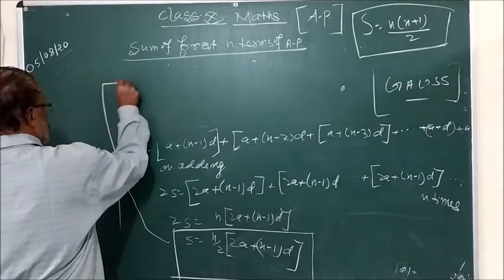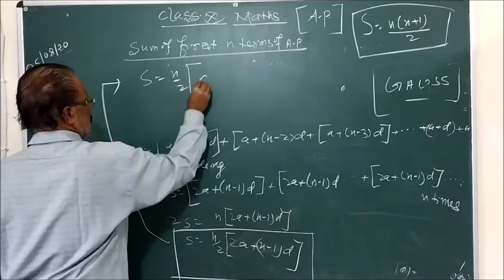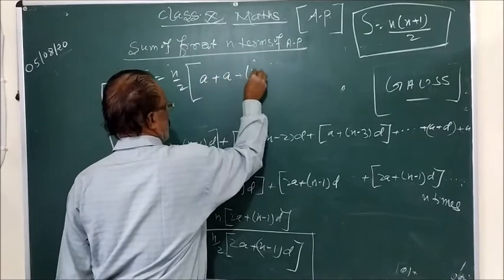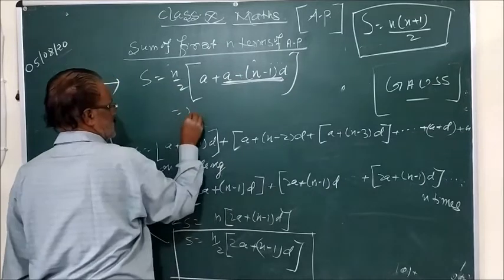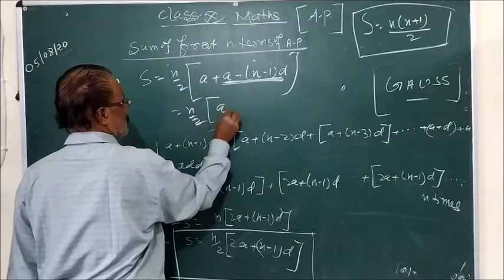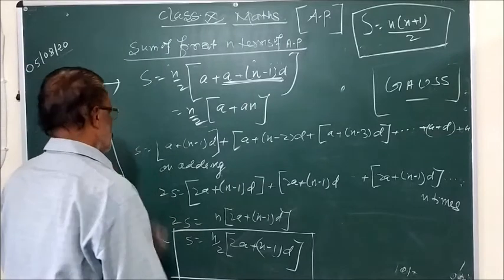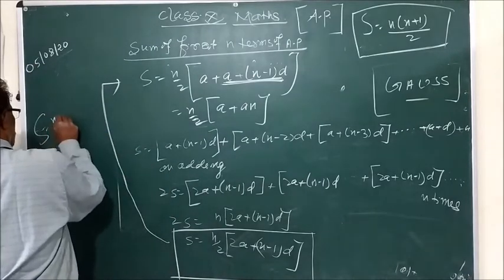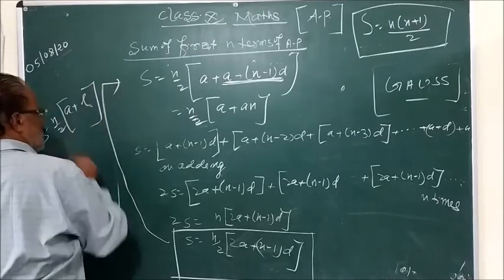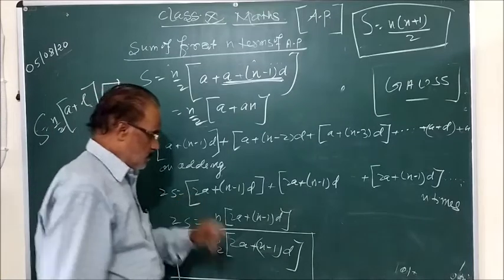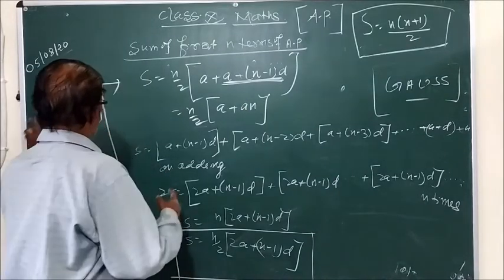And this formula can also be changed. If we break n by 2, it becomes a plus a plus (n minus 1) into d, and this is the nth term, you know very well. So S is equal to n by 2 into a plus a_n. Sometimes we also write a_n is equal to l. So S is equal to n by 2 into first term plus last term. So either we write a_n or l. So this is the sum of first n terms of the numbers given in the AP. So this was the derivation.